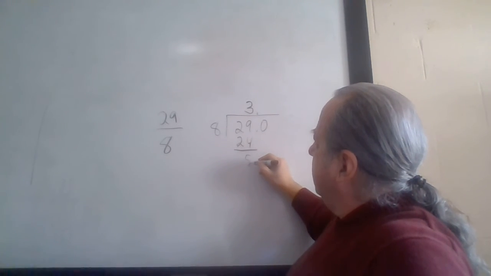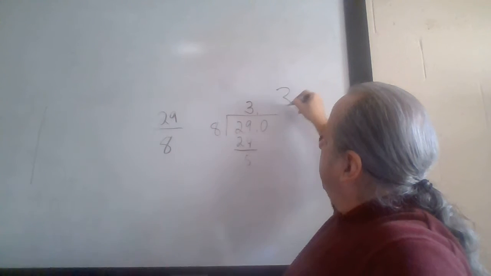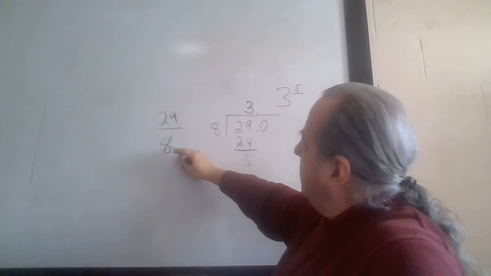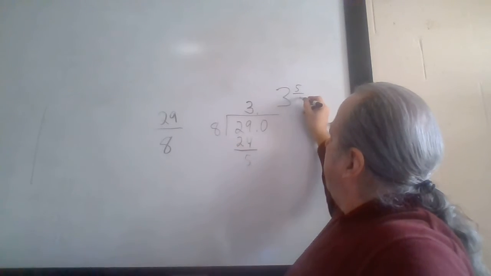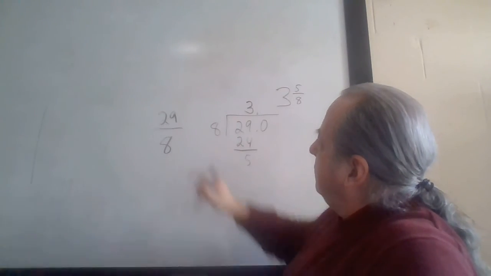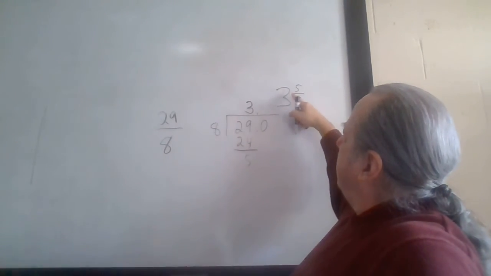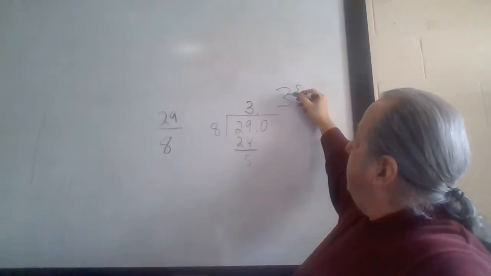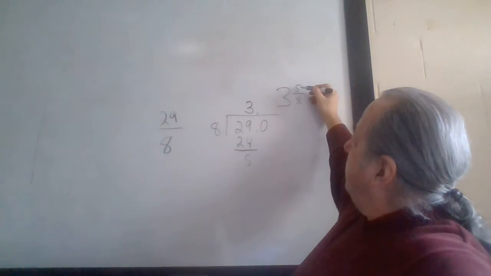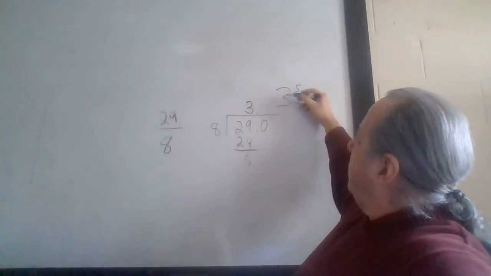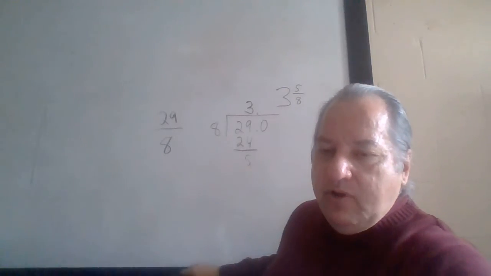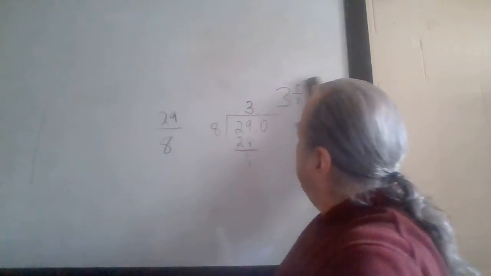This is my remainder. So this is my whole number in the mixed number. The remainder is my numerator. The original denominator, or what you divided by, is the denominator. So 29 over 8 is the same thing as 3 5/8. Check yourself. 8 times 3 is 24. 24 plus 5 is 29. So I get 29 over 8. Same thing.